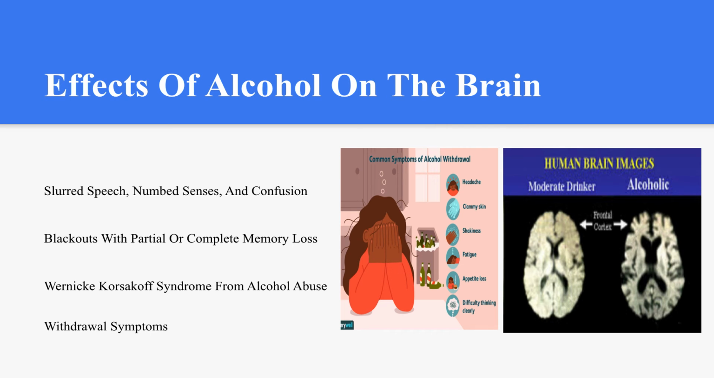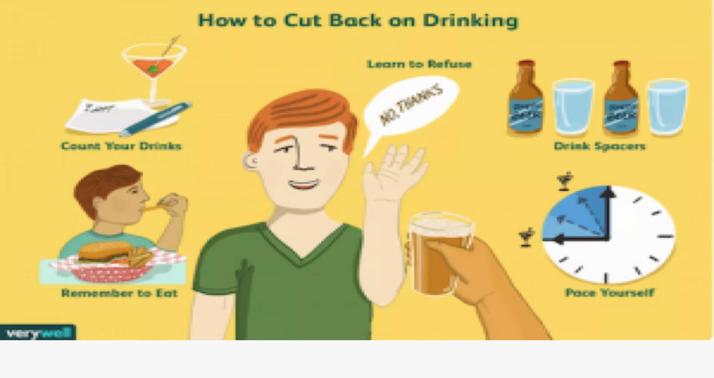Effects of alcohol on the brain. There's slurred speech, numbed senses, confusion, blackouts with partial or complete memory loss, Wernicke-Korsakoff syndrome from alcohol abuse, and withdrawal symptoms. This picture mentions how to cut back on drinking: count your drinks, learn to refuse, use drink spacers, pace yourself, and remember to eat.